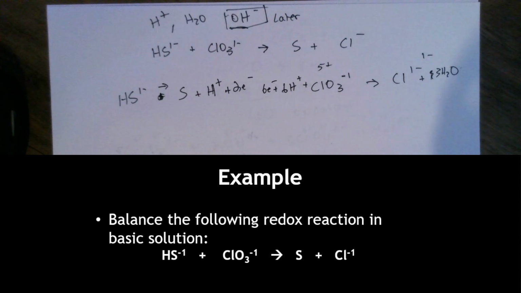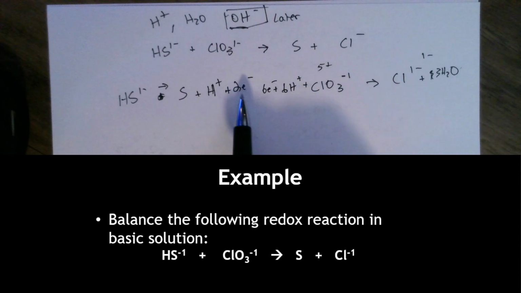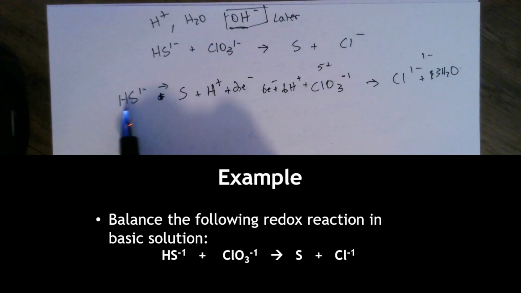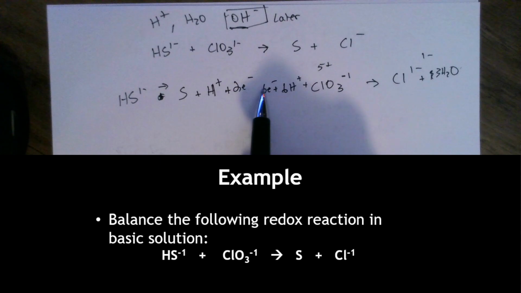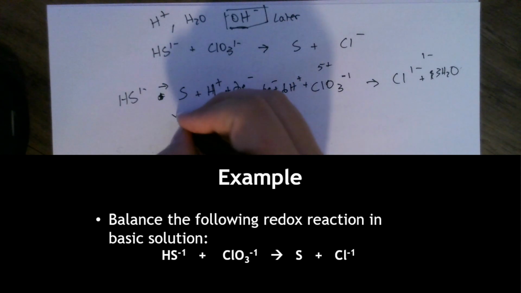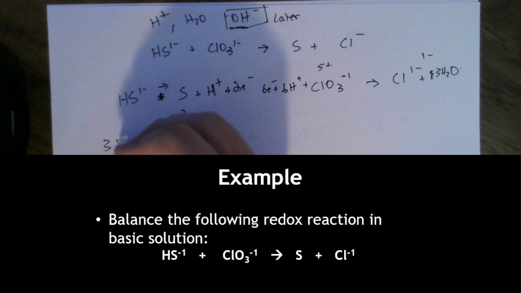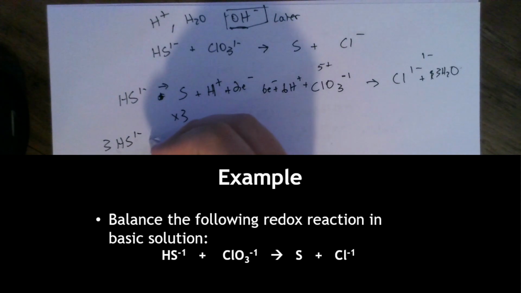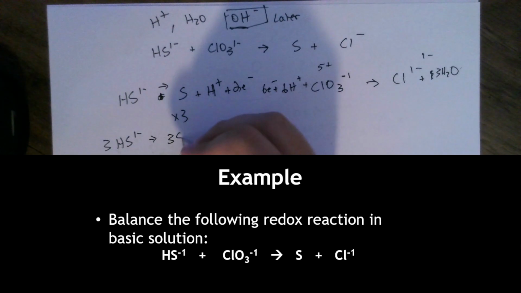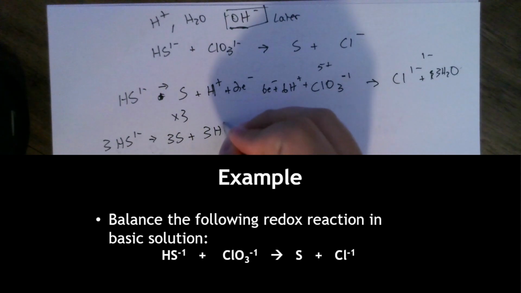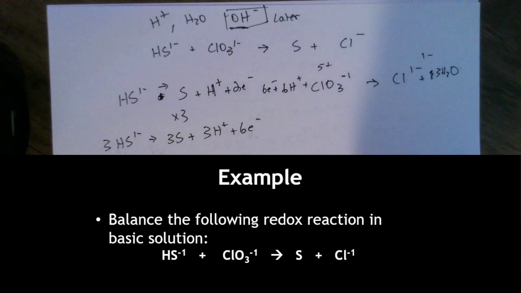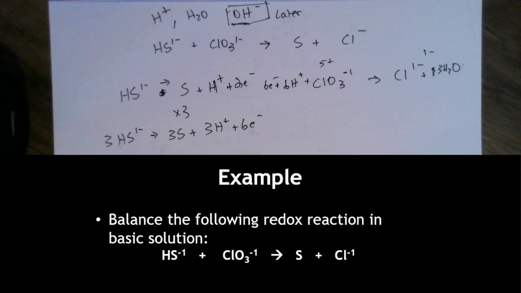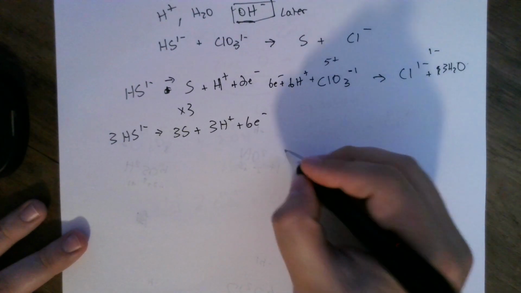Okay. Now I need to combine them back together. Before I do, I need to make sure my electrons cancel out. So I got to times everything here by 3, so it equals 6. So I'm going to have 3 HS 1 minuses, 3S plus 3 hydrogens plus 6 electrons. All right, let's go ahead, add my 2 reactions together.